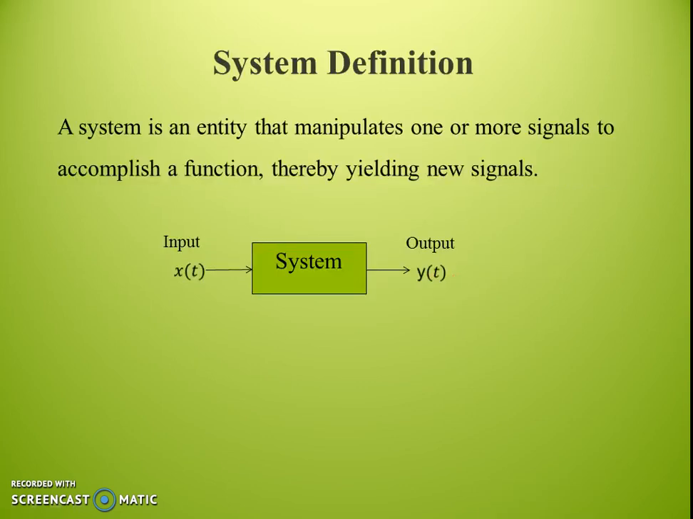So a system is generally an entity that manipulates one or more signals to accomplish a function, thereby yielding new signals. A system can also be a combination of several systems, and the main thing is it takes a signal as input and also gives a signal as output. We can see over here the input is x of t, which is fed to the system. The system does some operation on the input and provides the output as y of t.